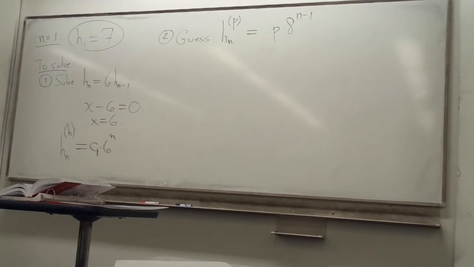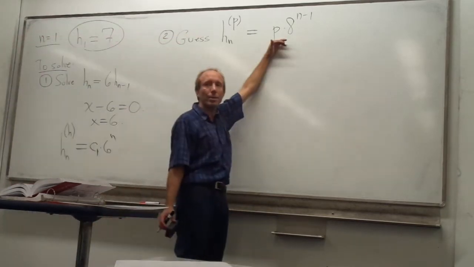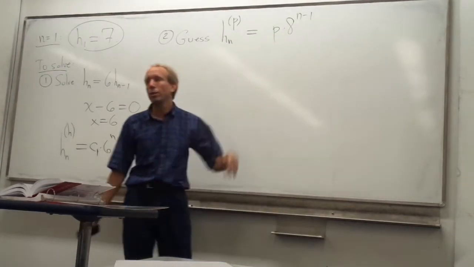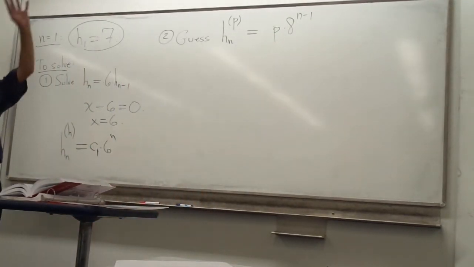Just so you know, if something like that comes up, as it did on the homework, where there was a constant sitting out in front of this power function, don't let that mess you up. You still use the same guess here. The same guess will work. So it's just a constant times a power function.